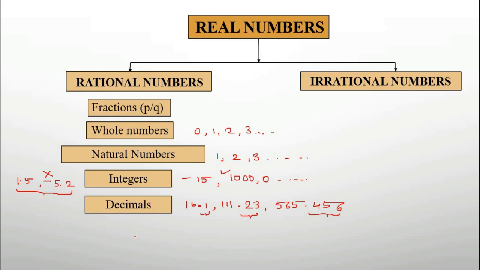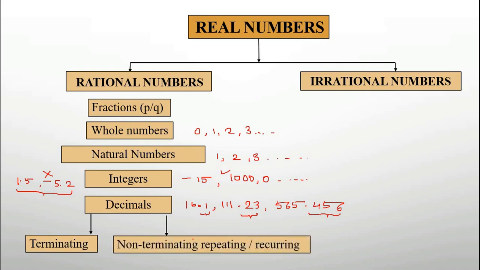Now the decimals are divided into two types. That is terminating decimals, and non-terminating repeating decimals or non-terminating recurring decimals. Now terminating decimals are of the form 16.1. Now another example can be 18.4624. Now this is also terminating because the number stops after four decimal places. It doesn't continue after the decimal point. So these are called as terminating decimals.